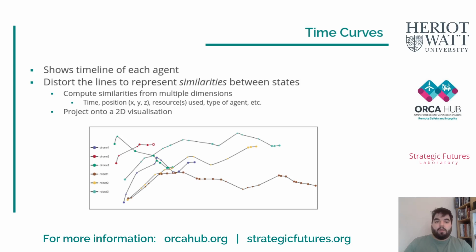Similarities comprise multiple dimensions. Obviously we want time, but it can also encompass position, the resources used by the agent, or the type of agent. And once we have these similarities, they are simply scaled to a 2D visualization using a projection algorithm.